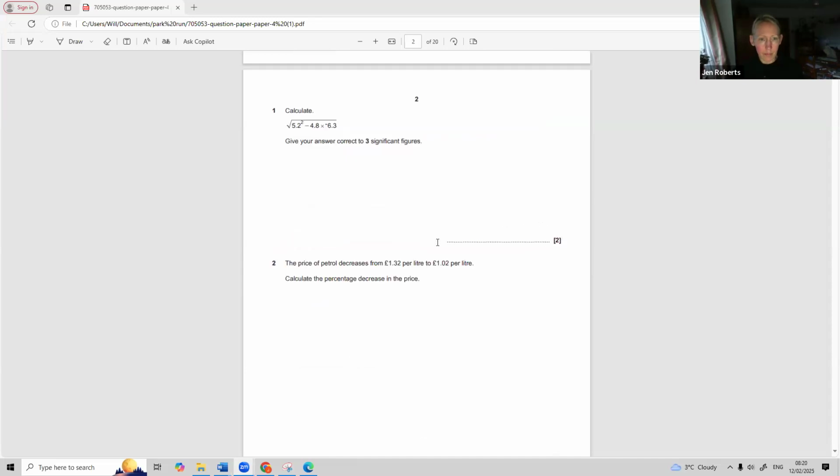Okay, so if we start with this first one, calculate this calculation, give your answer correct to 3 significant figures. Well, it's a calculator paper, so let's just pop it straight into the calculator and you should have got this answer. Remember, it's 3 significant figures, not 3 decimal places, so it's your first 3 numbers here. You can see it would round to 7.57. Because of that 8, you would round that 6 up to a 7. So your answer there is 7.57 for your 2 marks.